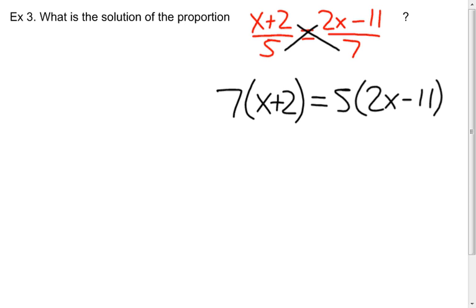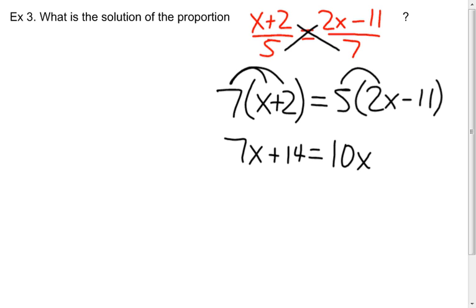So from there, I'm going to do the same stuff we did in the first half of the chapter. 7 times x is 7x. 7 times 2 is 14. On the other side, 5 times 2x gives me 10x. 5 times negative 11 gives me negative 55.